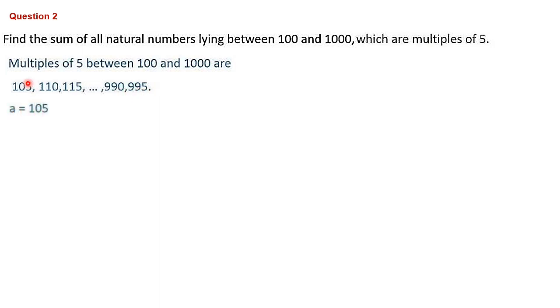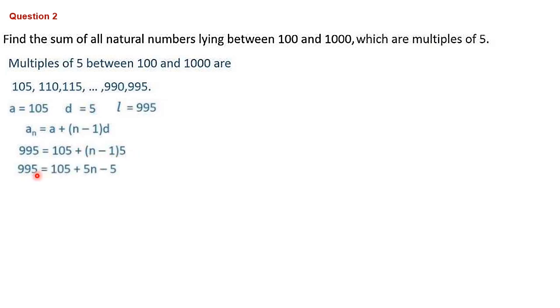So a is 105. Then d we can calculate. d is quite clear. It is 5. Because when we are adding 5, we are getting the next term. Then the last term is 995. We can calculate the number of elements, how many number of elements are there, that is required for finding the sum. So as before, an formula we can use. An we are having 995 is equal to a, 105, plus n minus 1 into 5.